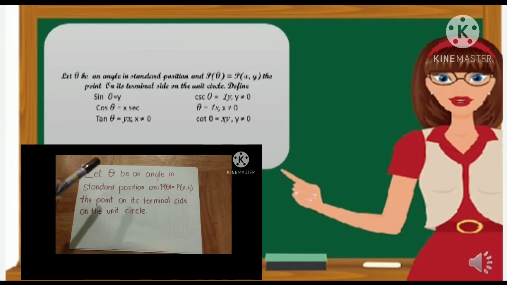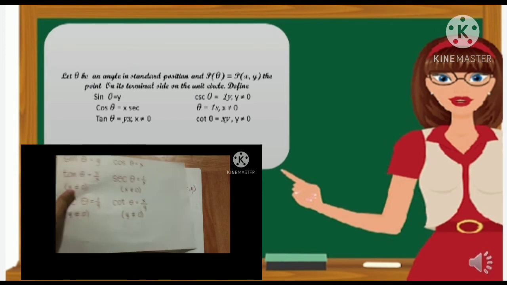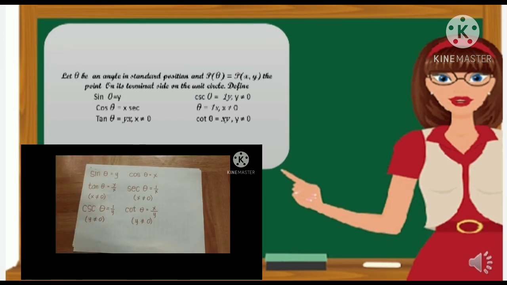Let theta be an angle in standard position and P(theta) be P(x, y), the point on its terminal side on the unit circle. So here are the six trigonometric functions that we are going to use in this section. Some of them we are probably familiar with, and some of them are probably a little bit confusing and still new to us.